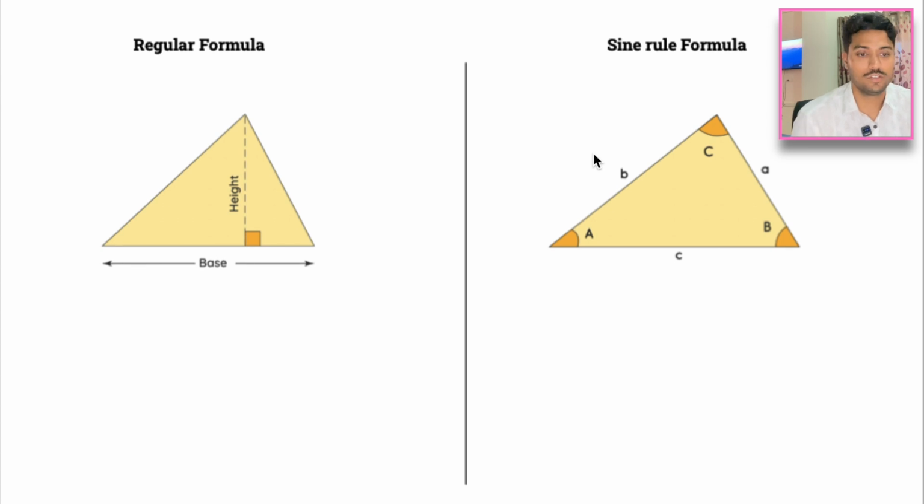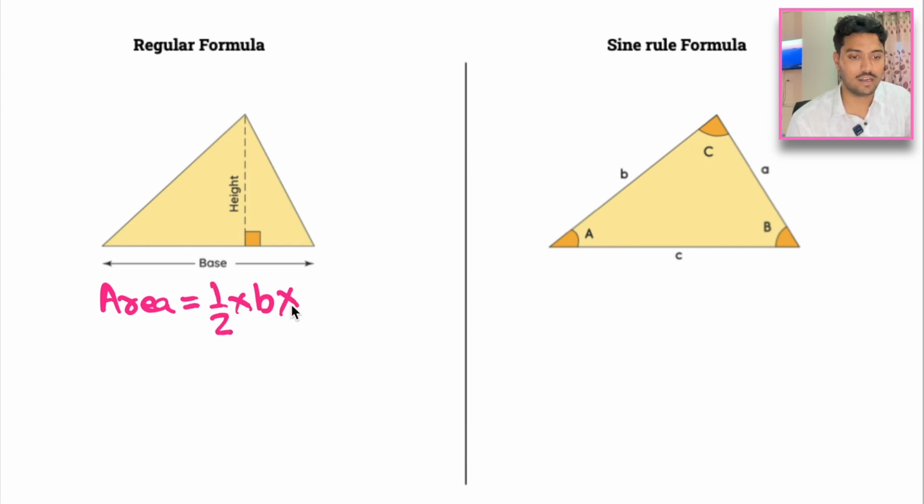First we'll see the regular formula, half base into height. If we have to find the area of a triangle, it is half multiplied by its base multiplied by its height. So this is a triangle where the base and the perpendicular height are given. Sometimes the perpendicular height is drawn outside the triangle like this, which is the height. Then we use this formula, half base into height, to find the area of the given triangle.